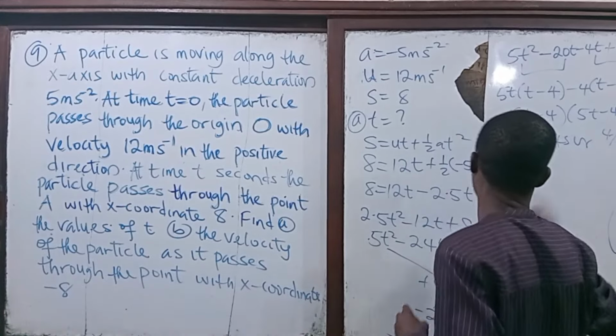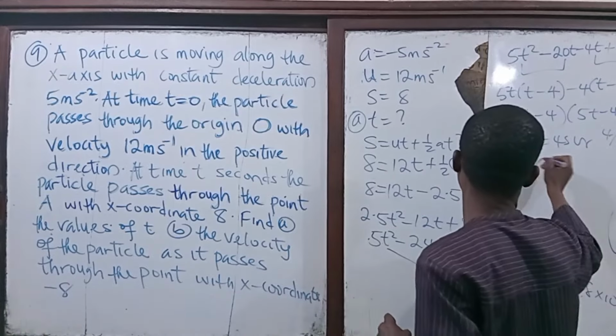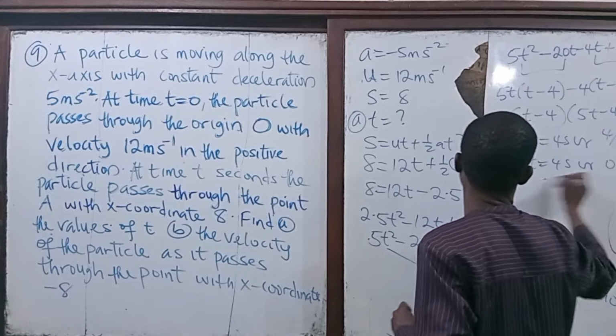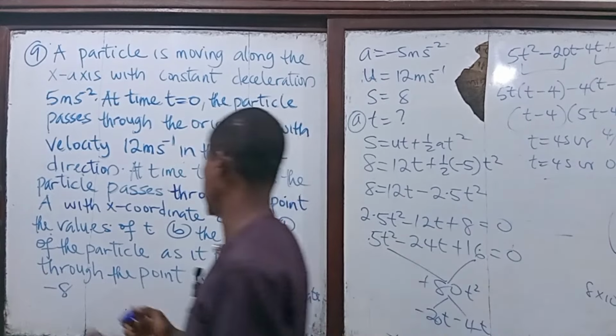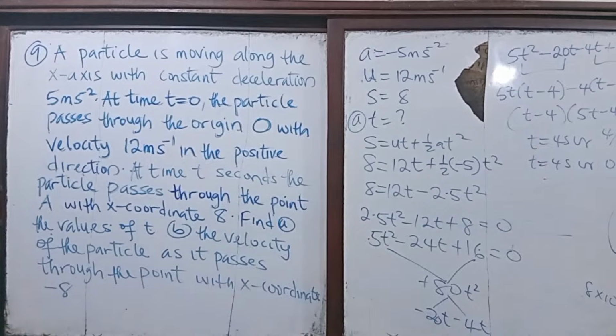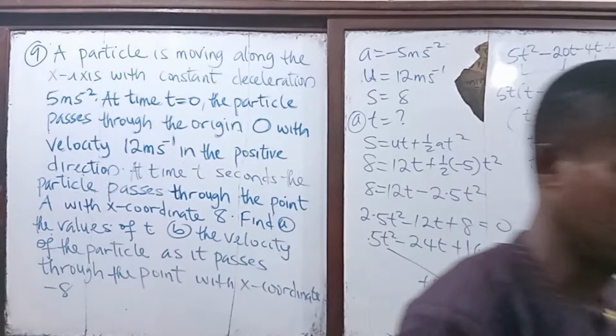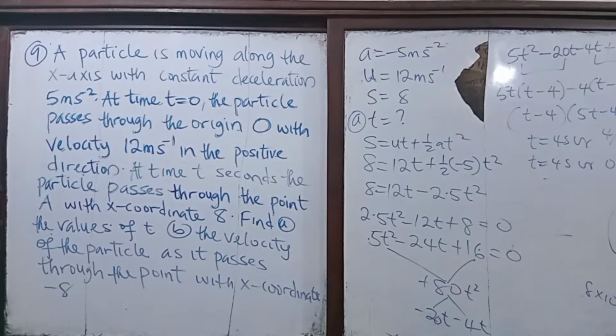4 over 5 seconds. t is equal to 4/5 seconds, or 0.8 seconds. So that's that for that. Find the value of t. We've done that, we've gotten the value of t. Then we'll go to the b part.